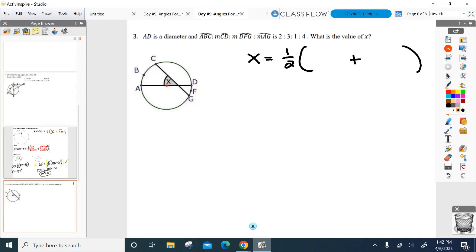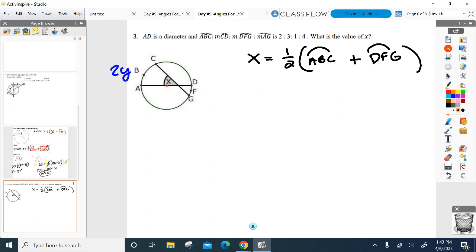Okay, so ABC plus DFG. Yep. All right, so let's find it. What have we been doing all unit and all year when I see these numbers in a ratio? We've been putting X's with them, right? But I'm not going to put an X with them because we're already calling this angle X. Is everyone all right if I pick a different variable? Because if I call ABC 2X, I'm telling you mathematically that this arc is double that angle, which is not true. So that's why I don't like using X in this case. I'm just going to put a Y.